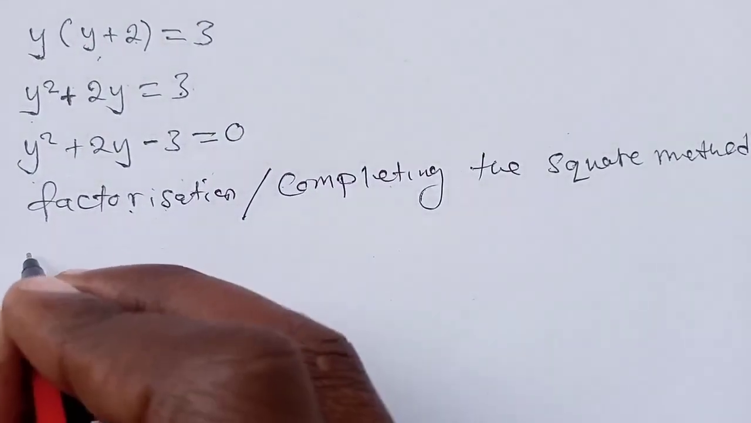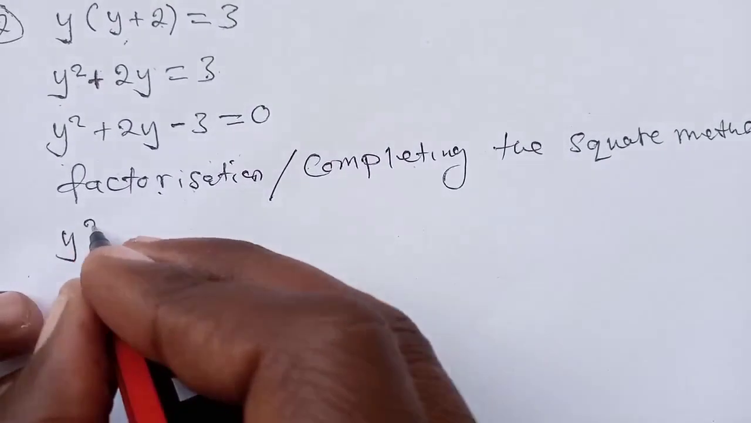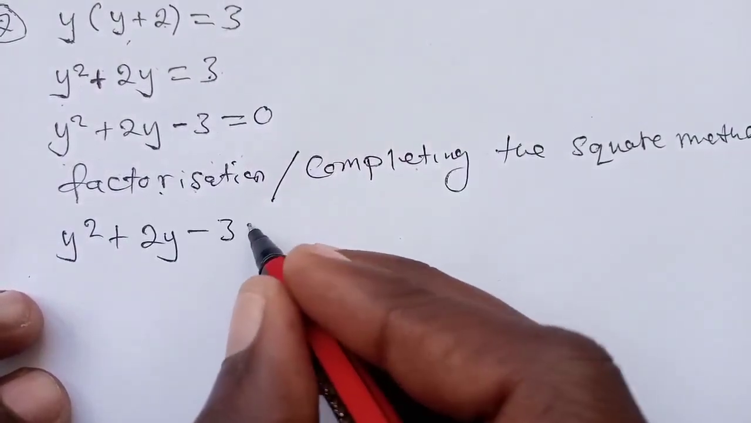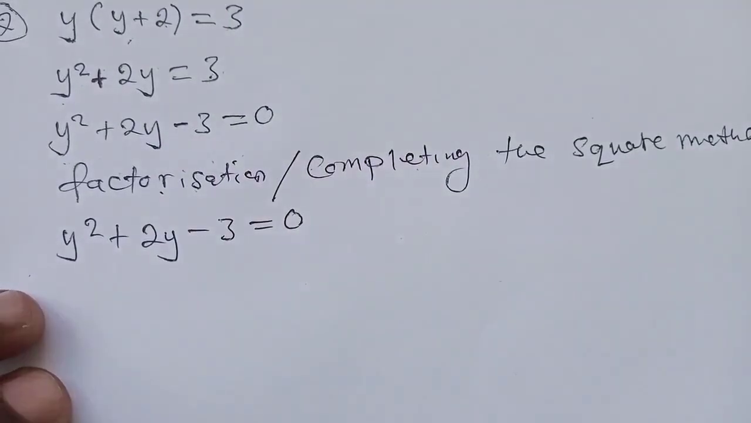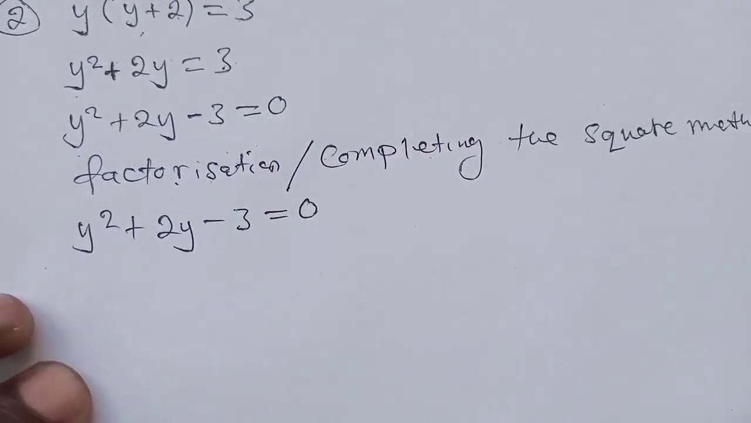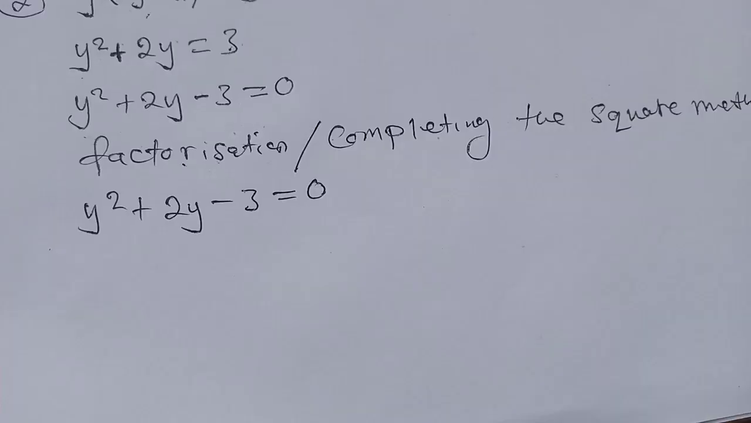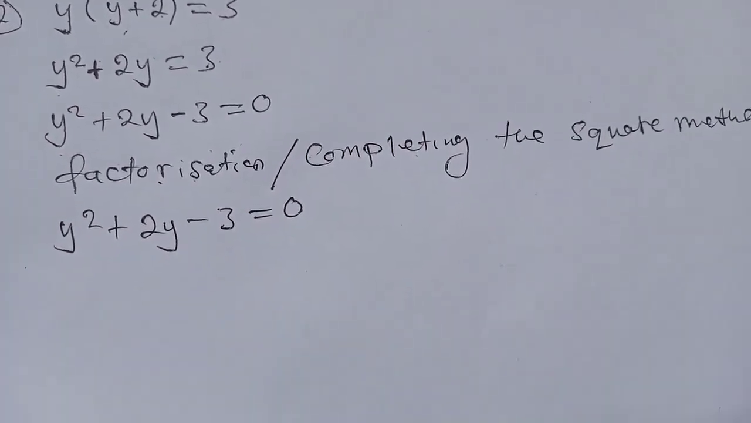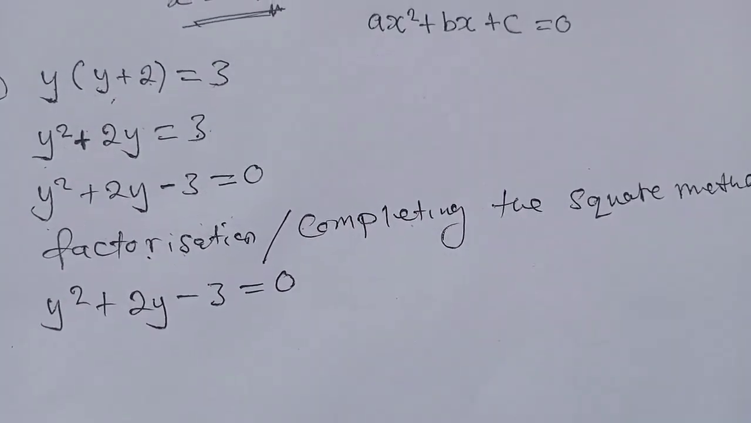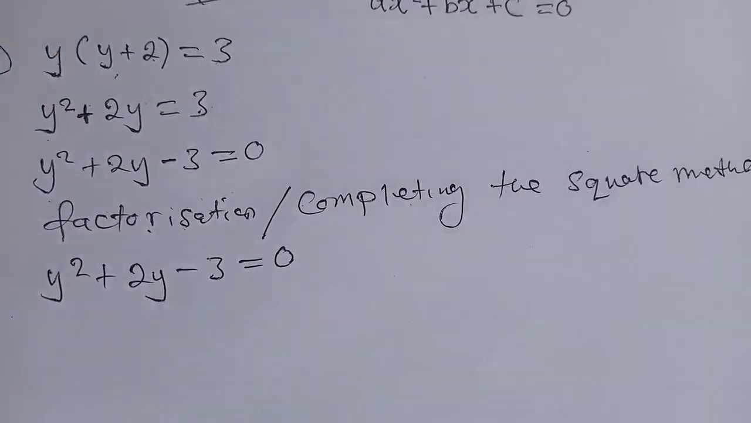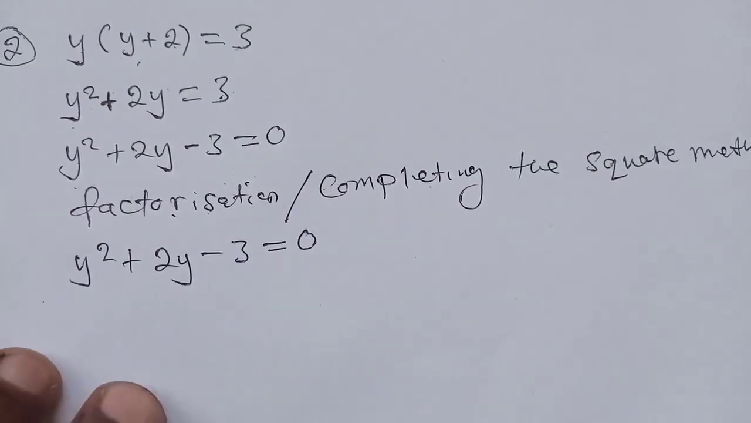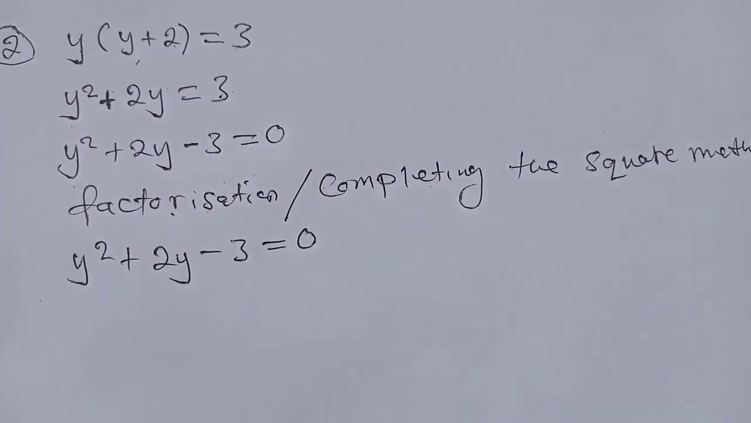All right, so we have y squared plus 2y minus 3 is equal to 0. Okay, so we are going to start with factorization method, solving this equation. This is where you find the factors, the 2 factors.